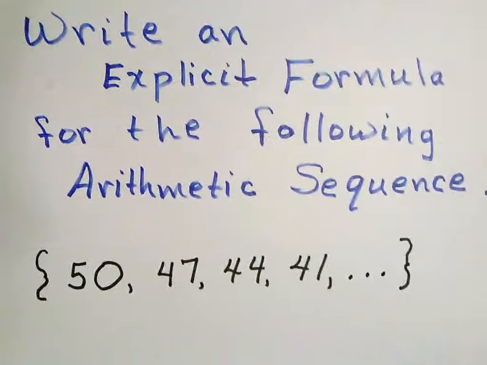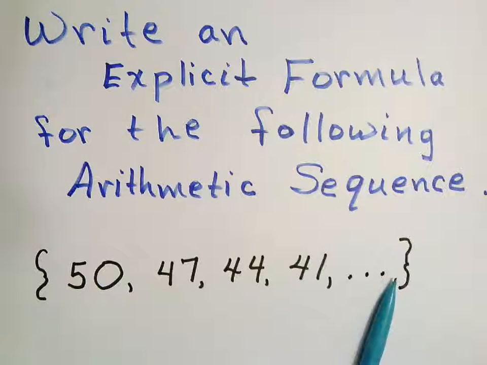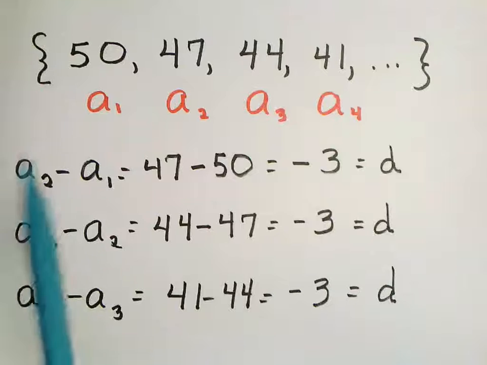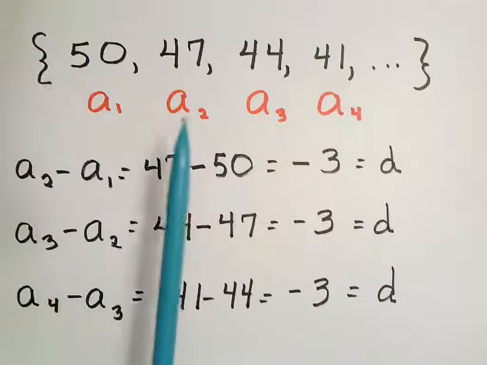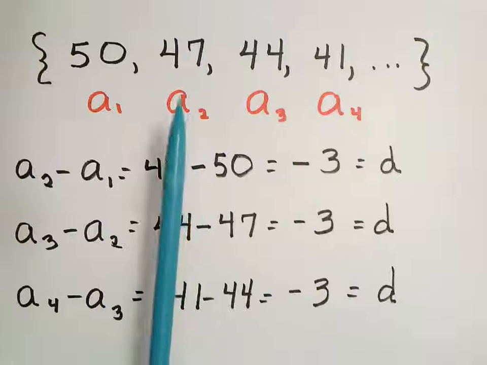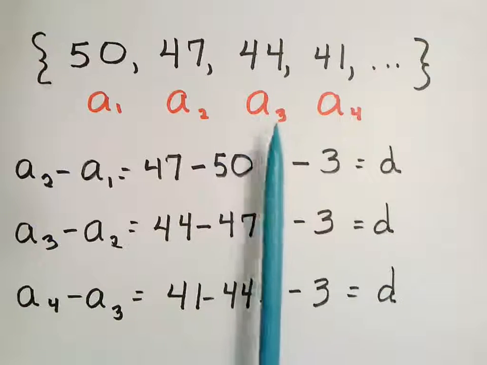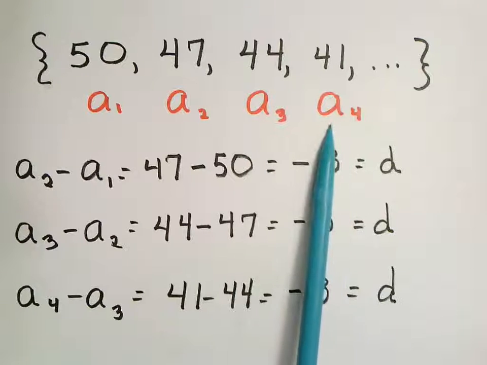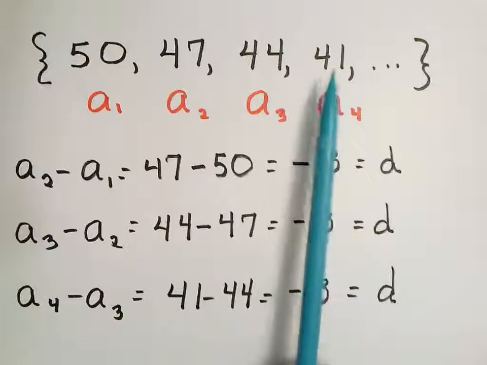We are going to write an explicit formula for the following arithmetic sequence: 50, 47, 44, 41. You see it continues on and on. So let's look at our first term. Our first term is a sub 1, which is 50. The second term is a sub 2, which is 47. The third term is a sub 3, which is 44. The fourth term is a sub 4, which is 41.